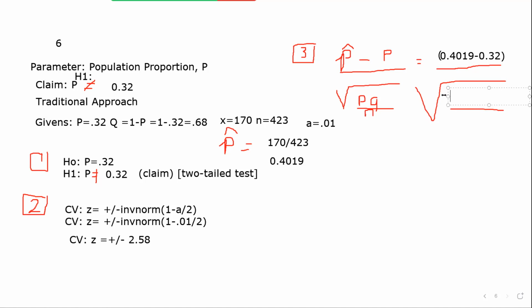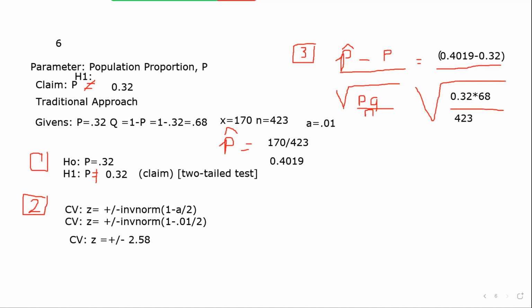0.32. My complement here is 0.68. Remember, it's the complement of the percentage. It's 0.68, correct. And N here is 423. So we got that, right? Let's go ahead and compute that and see what we get.